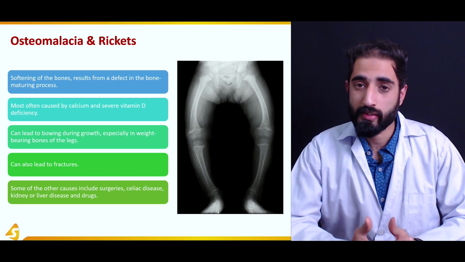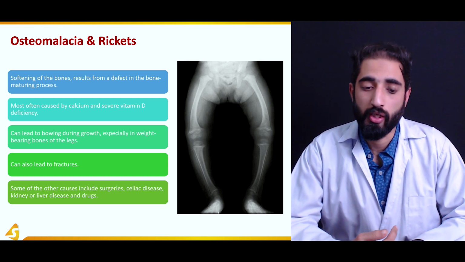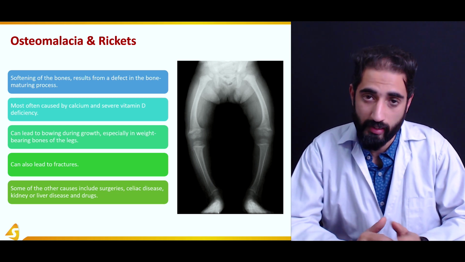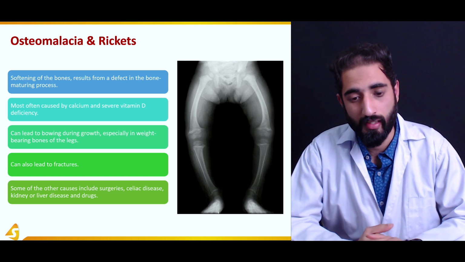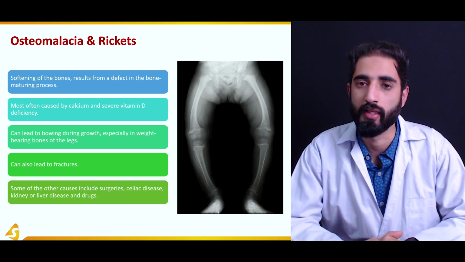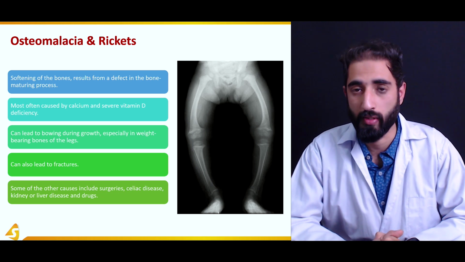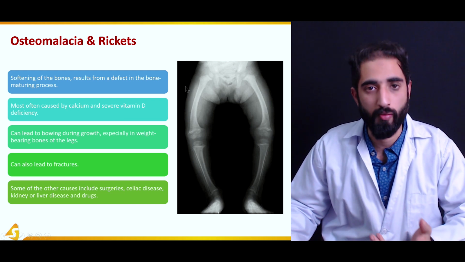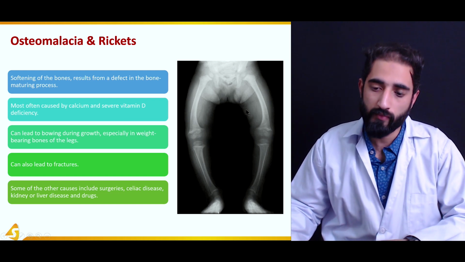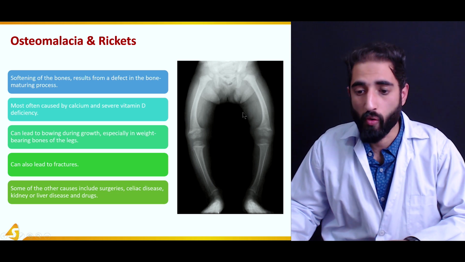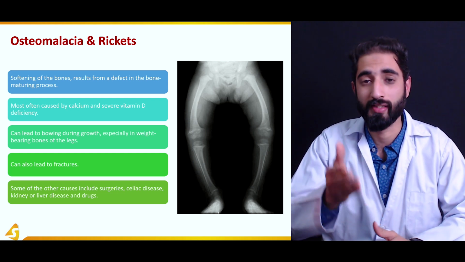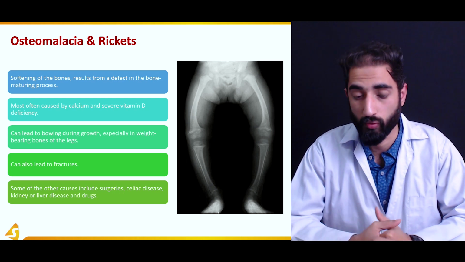So what happens in this condition is there is bowing of the legs during growth, especially in rickets, because rickets is in children and osteomalacia is in adults, especially in the weight-bearing bones of the lower extremity, such as the tibia and femur. And you can also see here there is bowing of the knees. This is a bowing deformity, in which you can see there is bowing of the femur as well as the tibia. If a person is standing with this deformity, you would see a more than normal gap between the two knees.